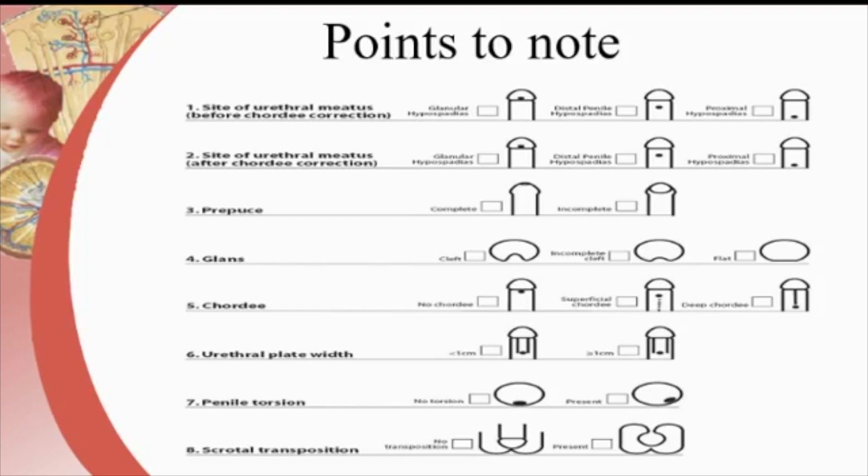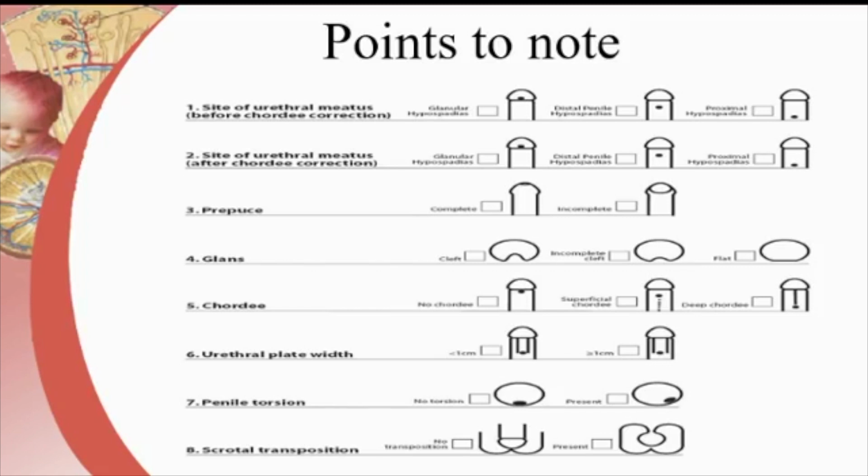Now, you also have to look at the shape of the glans, the width of the glans, the quality of the glans groove. Sometimes it is flat, the glans groove. Then you have to look at the amount of the chordee. We'll discuss more about it later. Then the width of the urethral plate. The urethral plate is the portion which you are going to tubularize.